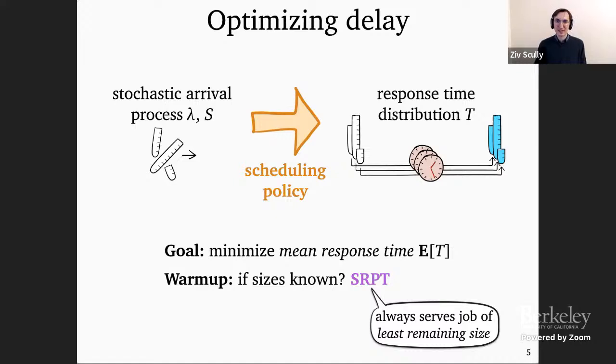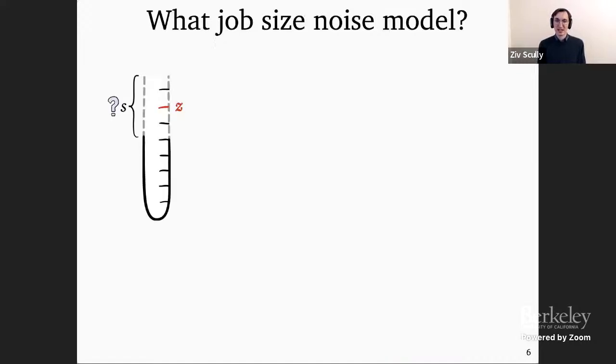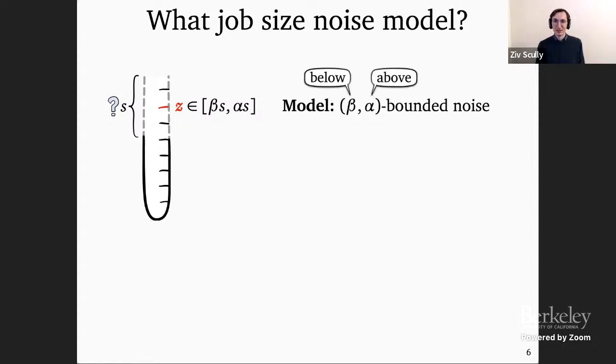So that's if we have perfect information. What if we've got noisy information? That's what we're studying today. When a job of true size S walks into the system, we as the scheduler learn only a noisy estimate of that, Z. And what assumption are we going to make about how Z is related to S? We're going to assume that Z is within some constant factors of S. So beta below and alpha above.